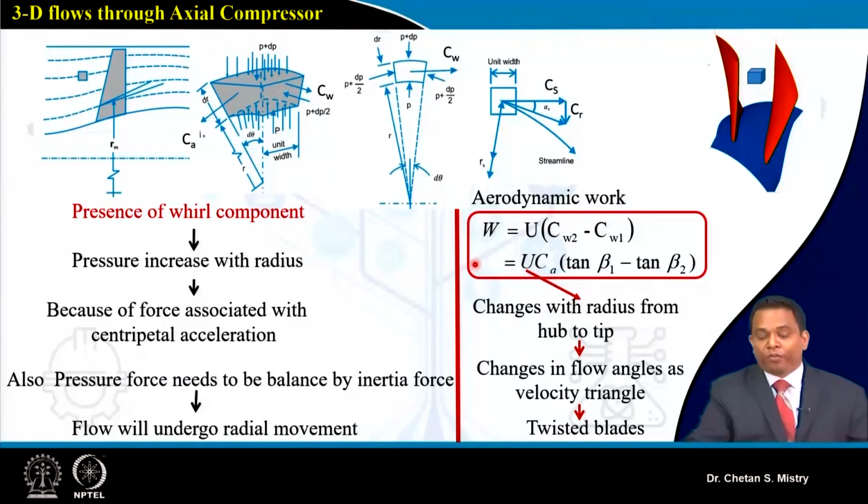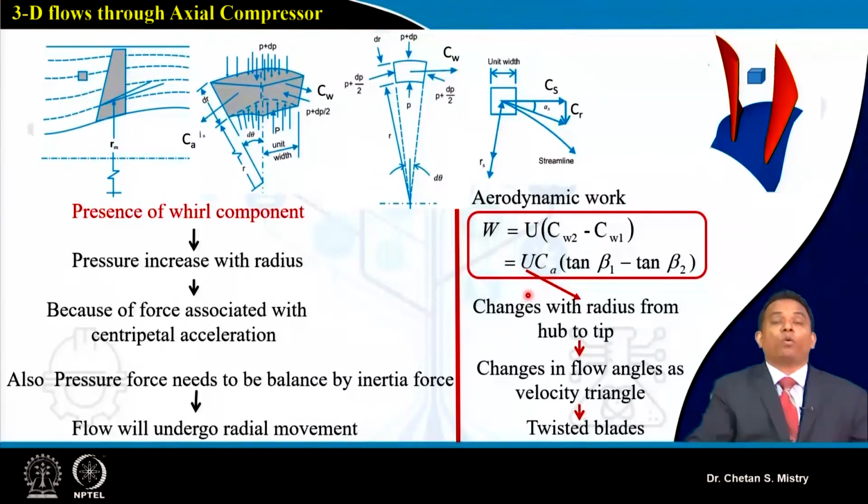Okay. Now from fundamentals, we learn that our axial compressor generates the aerodynamic work. In fundamentals we write it as U Ca (tan beta 1 minus tan beta 2). This peripheral speed is a function of my radius, so U changes from hub to tip, and that gives my velocity triangle different angles, which leads to a highly twisted blade.